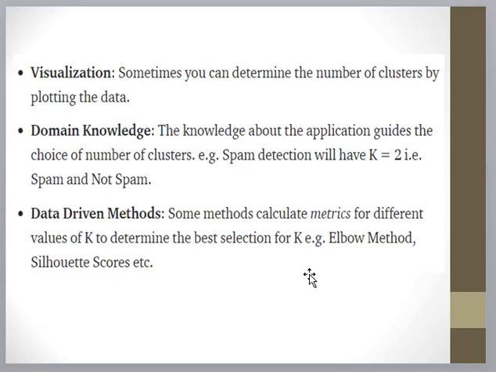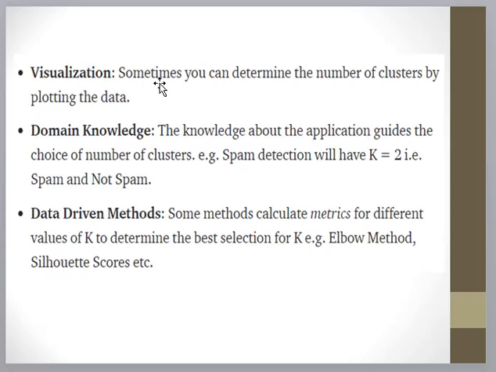And the three most commonly used approaches, which most of the state of the art works use in order to decide the number of clusters, can be categorized in three categories. One is visualization. So we can have visualization in order to decide the number of clusters, or we can also have some domain knowledge and maybe some data driven methods.